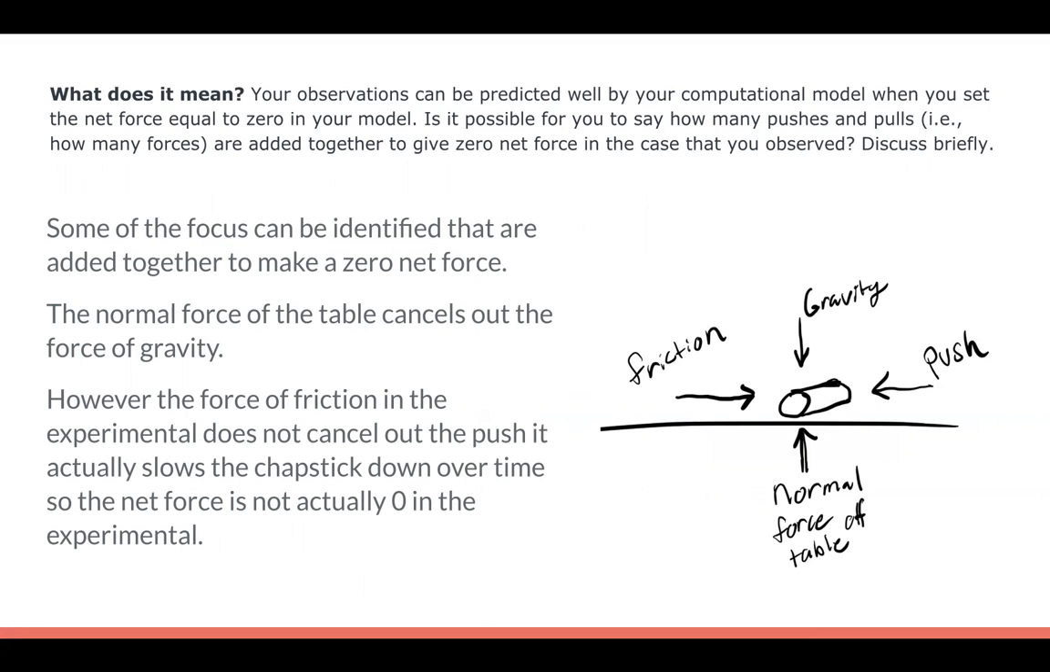However, the force of friction in the experimental does not cancel out with the push. It actually slows the chapstick down over time so that the net force is not actually 0 in the experimental side of this experiment. But with the computational model, there is no friction, so that has a net force of 0. And this could also explain why there are some differences between the computational model and the experimental observation.